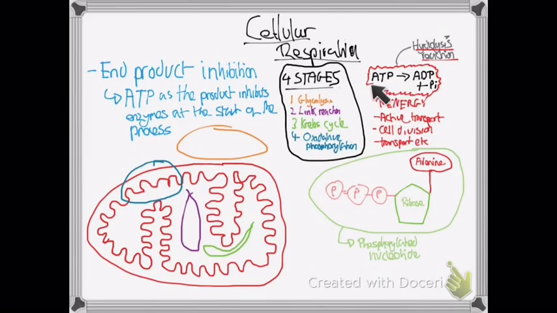Okay, so ATP is the product of respiration, and obviously we don't want this cycle to continuously be ongoing. Sometimes we'll need more ATP, sometimes we'll need less ATP. So that's why ATP is the end product inhibitor, end product inhibition. Okay, so ATP inhibits enzymes at the start of the process, such as glucokinase enzyme, which we're about to see in glycolysis. So let's get into glycolysis.